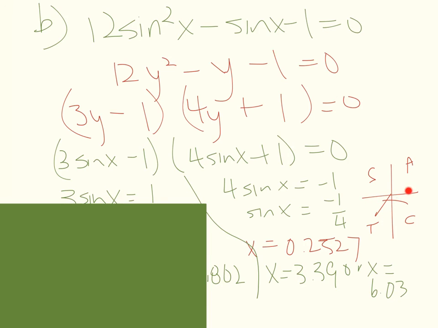So the first one will be pi plus 0.2527, and the second one will be 2 pi minus 0.2527. So I get x equals 3.39, and then x equals 6.03.